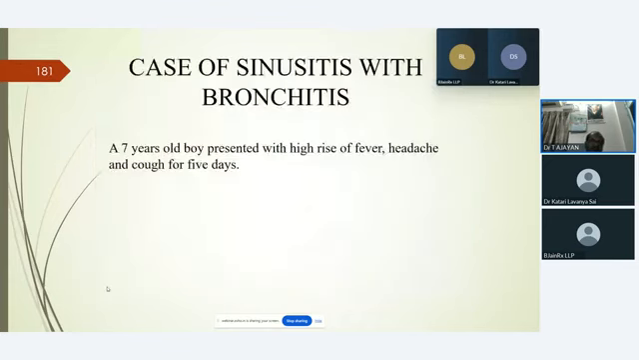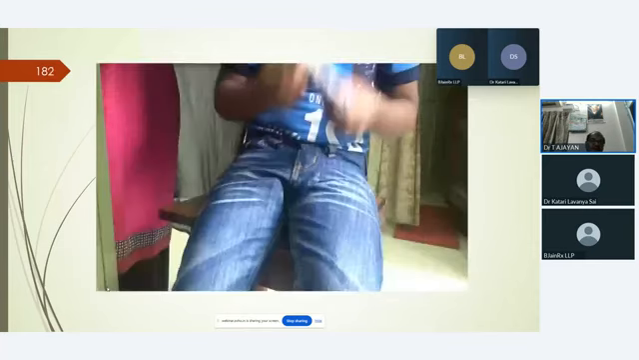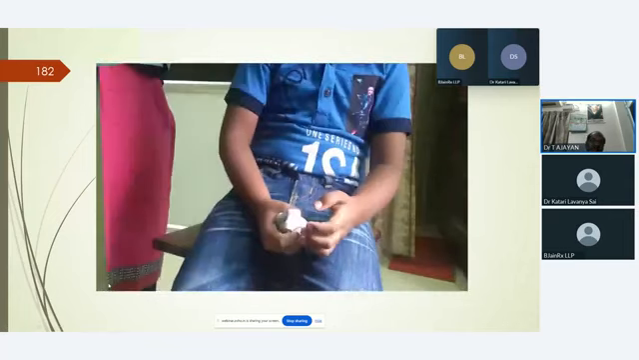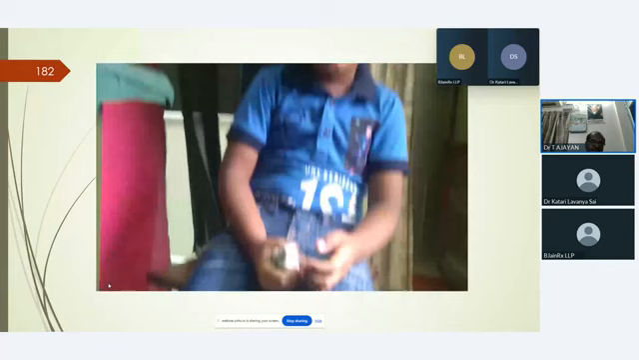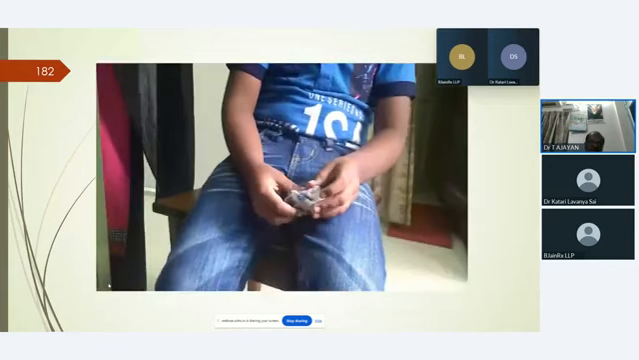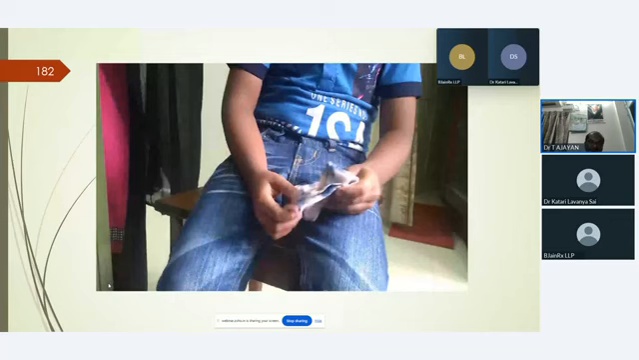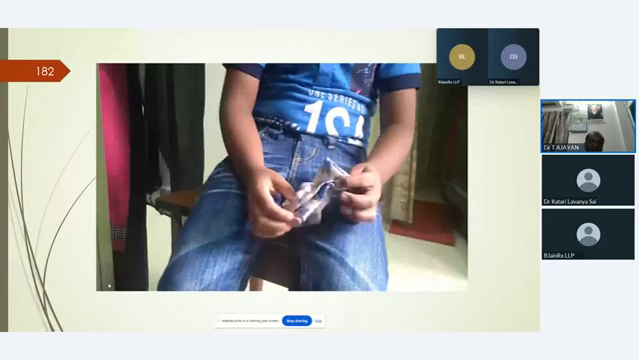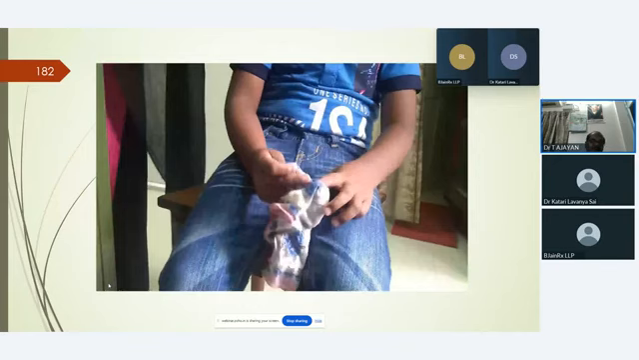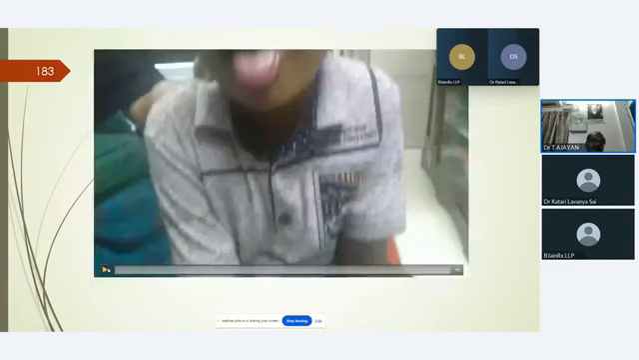Look here, a case of sinusitis with bronchitis with a high rise of temperature. A child in the clinical presentation always keeps one towel in his hand, and inside the towel he keeps ice cubes. Just ask the patient why they are using this. He is always wiping the ice for the coldness with the help of this towel. Then the next day itself, the patient is absolutely normal.